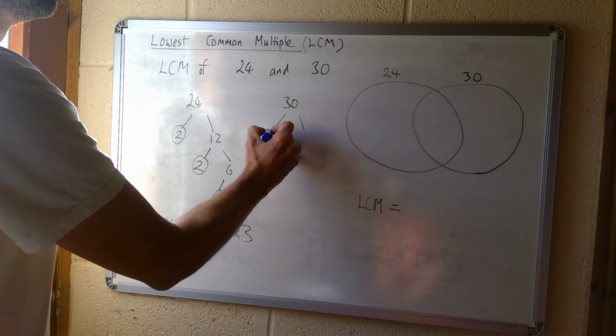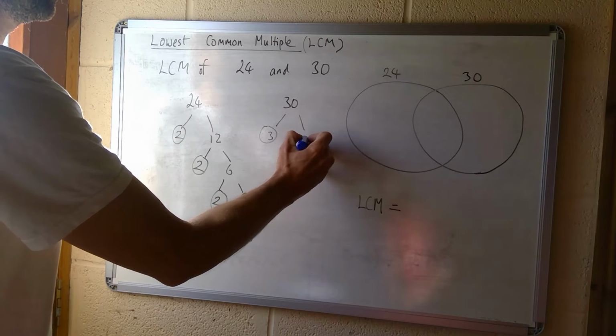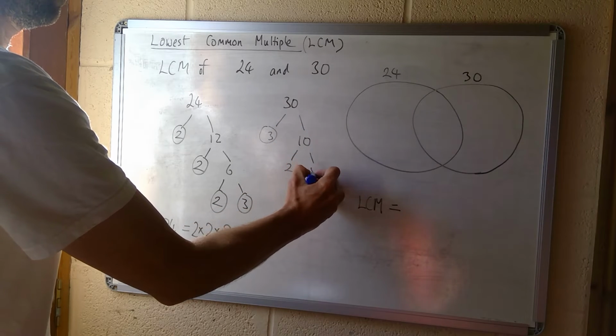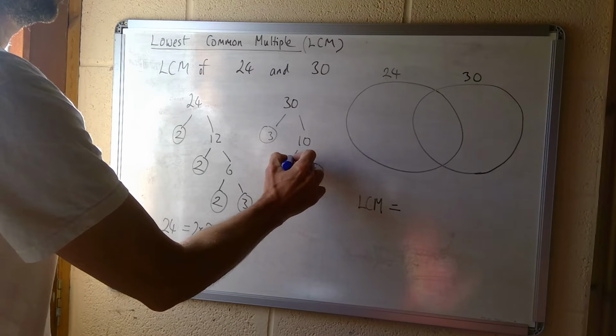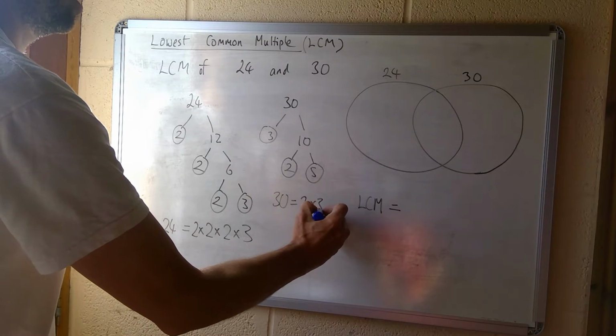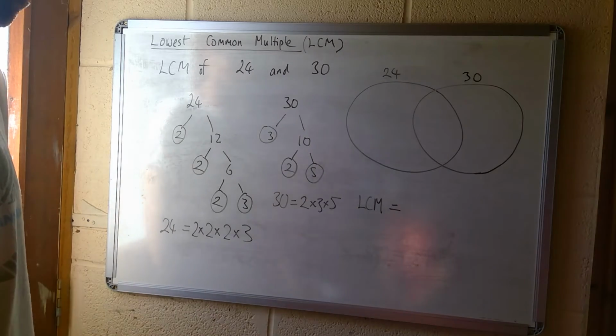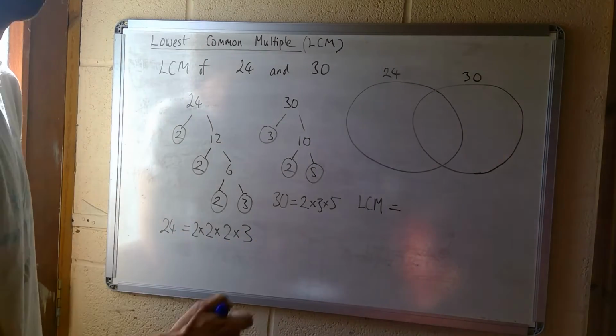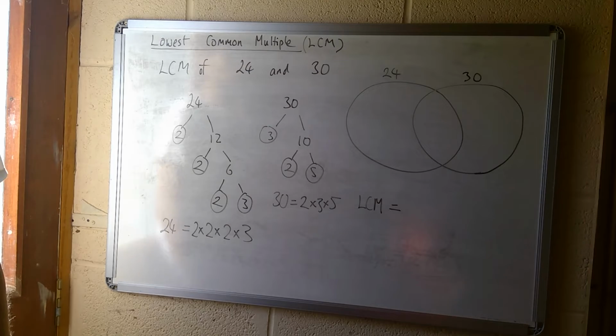30, I'm going to write as 3 and 10. 10 is 2 multiplied by 5. So 30 as a product of prime factors is 2 times 3 times 5. I'm keeping them as lists rather than using indices because it's easier to work with that way.